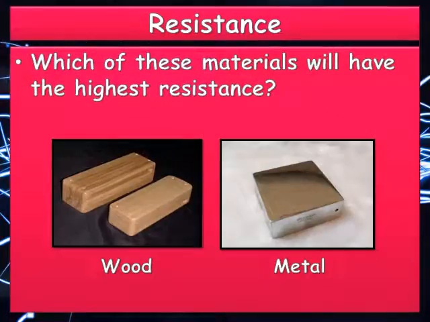So which of these materials would have the highest resistance? So from our experience, you would have to say that it would be wood, because remember in year 7 wood is known as an insulator, whereas metal is known as a conductor. So it's easier to pass electricity through metal than it is wood.